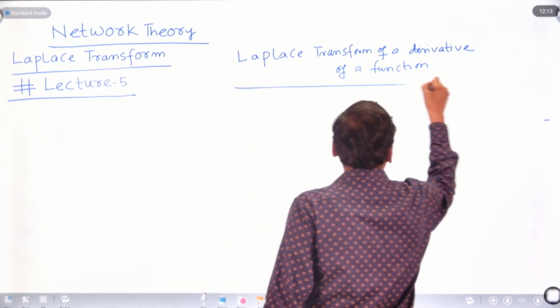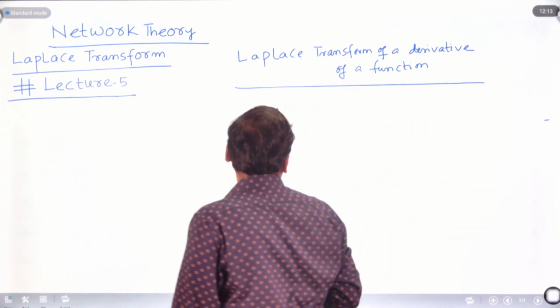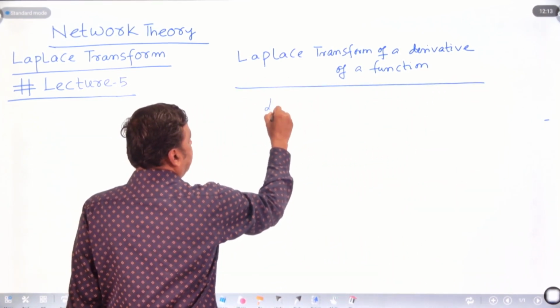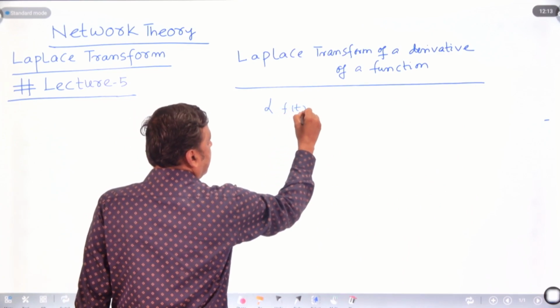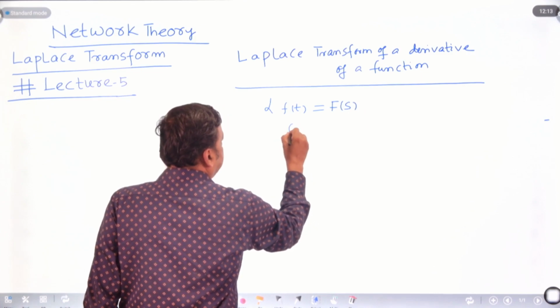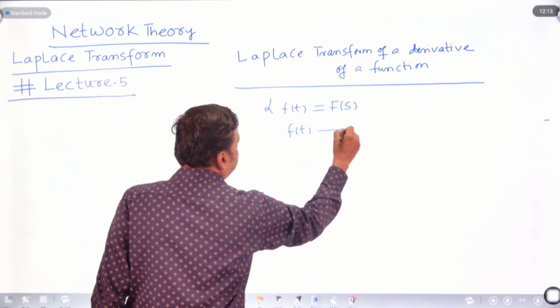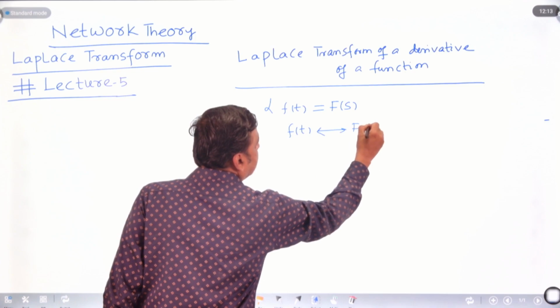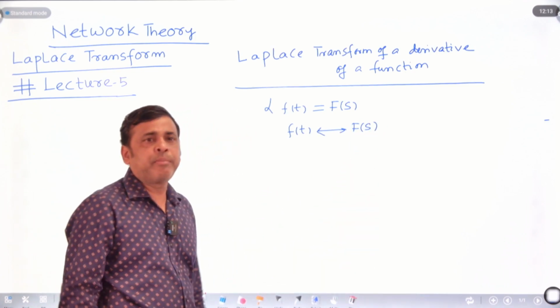What is the derivative of functions? As you know, the Laplace transform of f(t) is F(s), or you may say f(t) and F(s) are a Laplace transform pair. What is a Laplace transform pair?